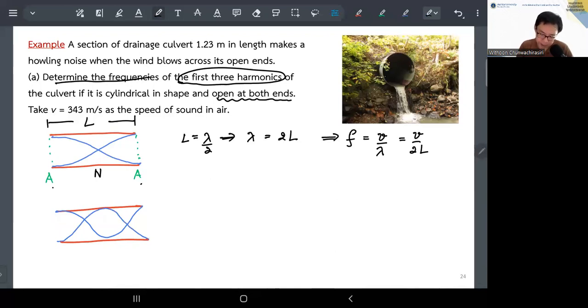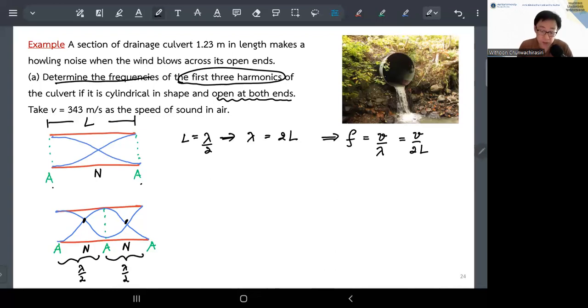But here, I fit two nodes in between. So I have two nodes. See, the left end is still an antinode, the right end is still an antinode, so I must have an antinode in between. From here, if you just measure, what you have is a perfect half the wavelength over here and another half the wavelength over here. Can you see this?